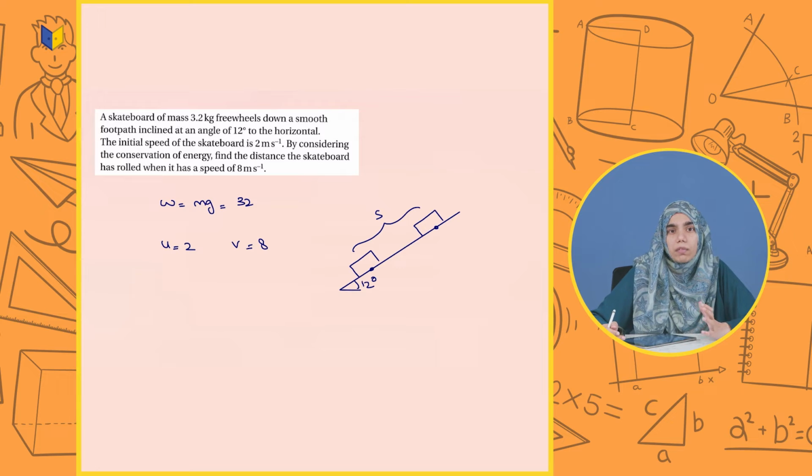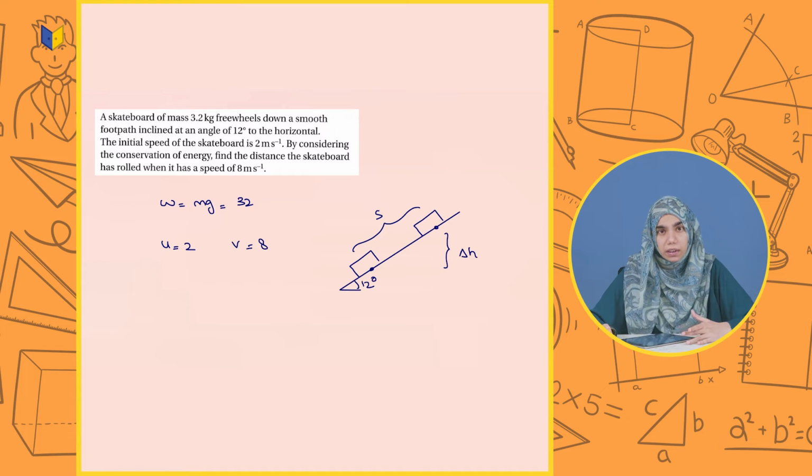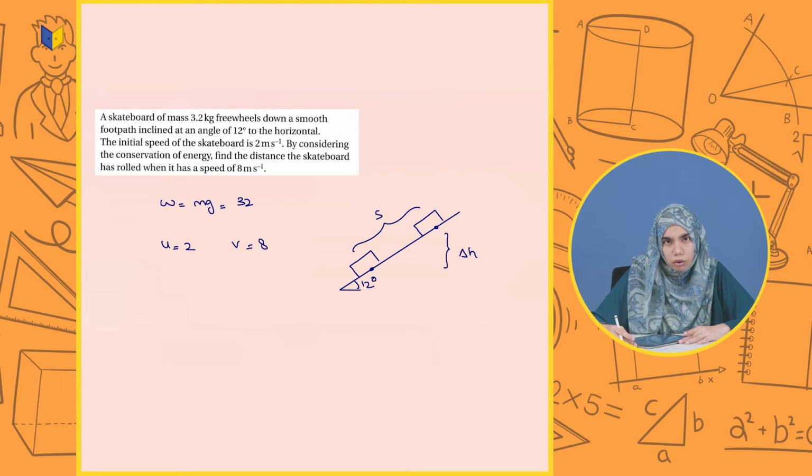Now I can only find the height. Using the energy forms, I can only find the height. So let's say I have to find the change in height. Once you know what the change in height is, you can convert that into the distance along the slope. We'll see how, but let's first find out the change in height using the law of conservation of energy.